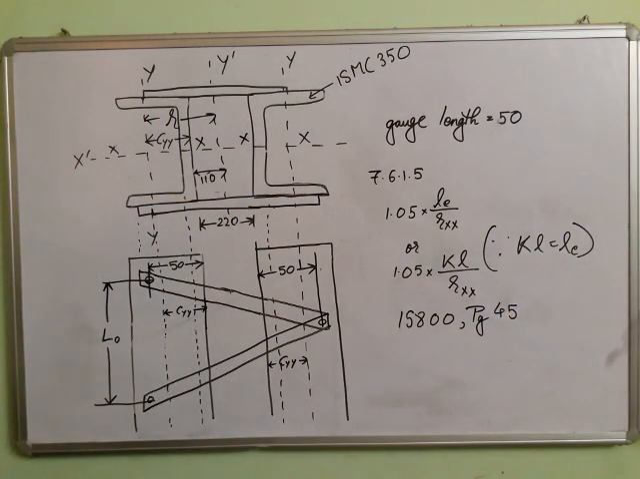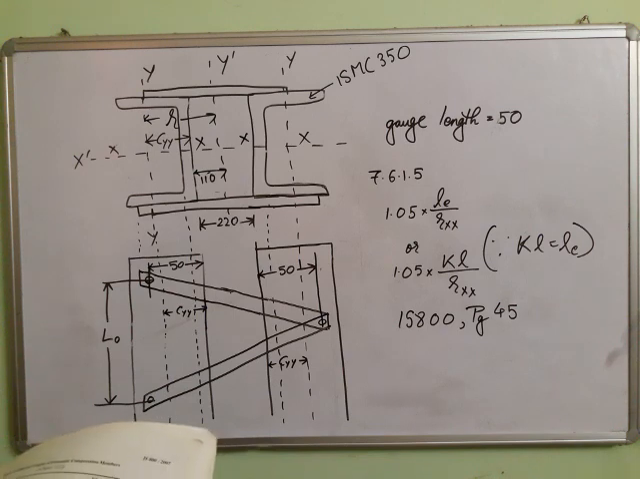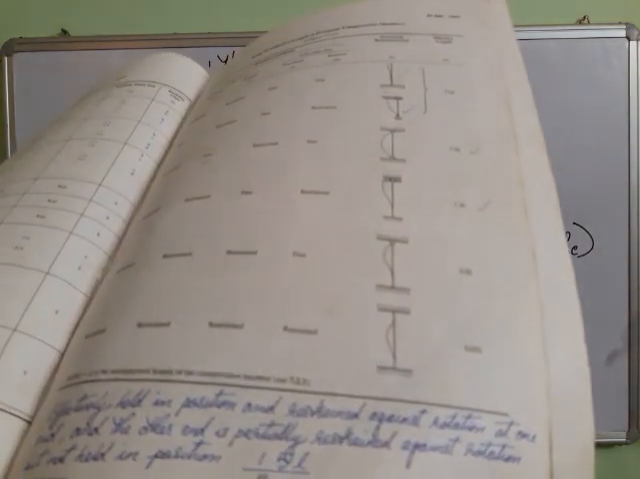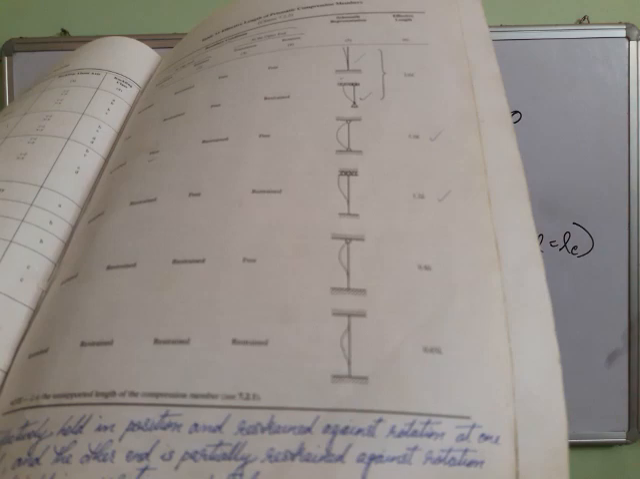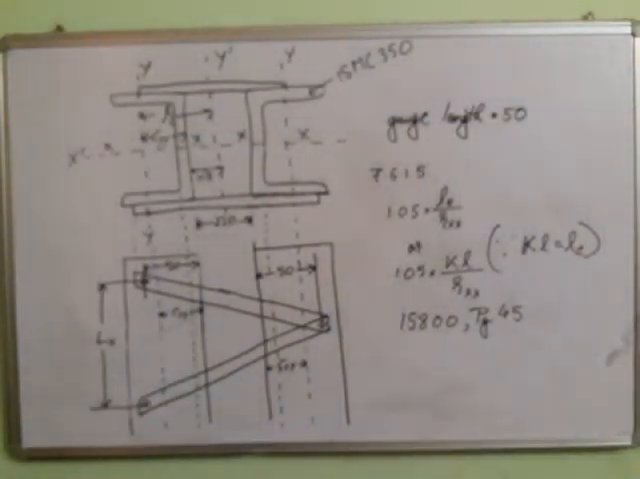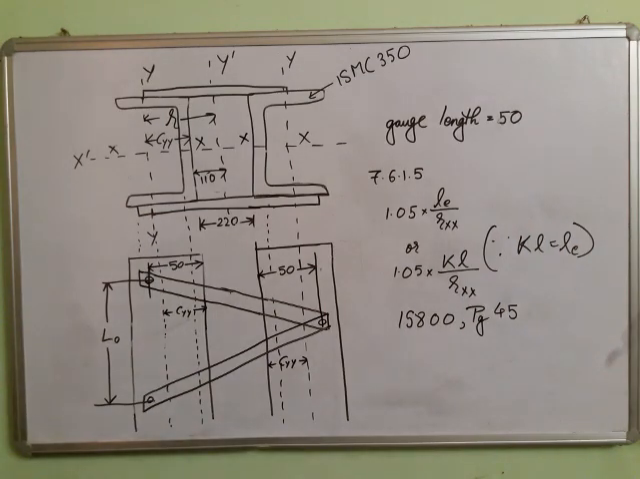Last one. So these values are actually the recommended values. That means the value is 0.65, the last one. For both ends fixed it is 0.65. So these are the recommended values. That means even if the value is actually 0.5 for both ends fixed, the IS code has recommended that we should use 0.65 instead of 0.5. So you should remember that. Actually it is 0.5, but 0.65 is the recommended value. So that's why we take K equal to 0.65.